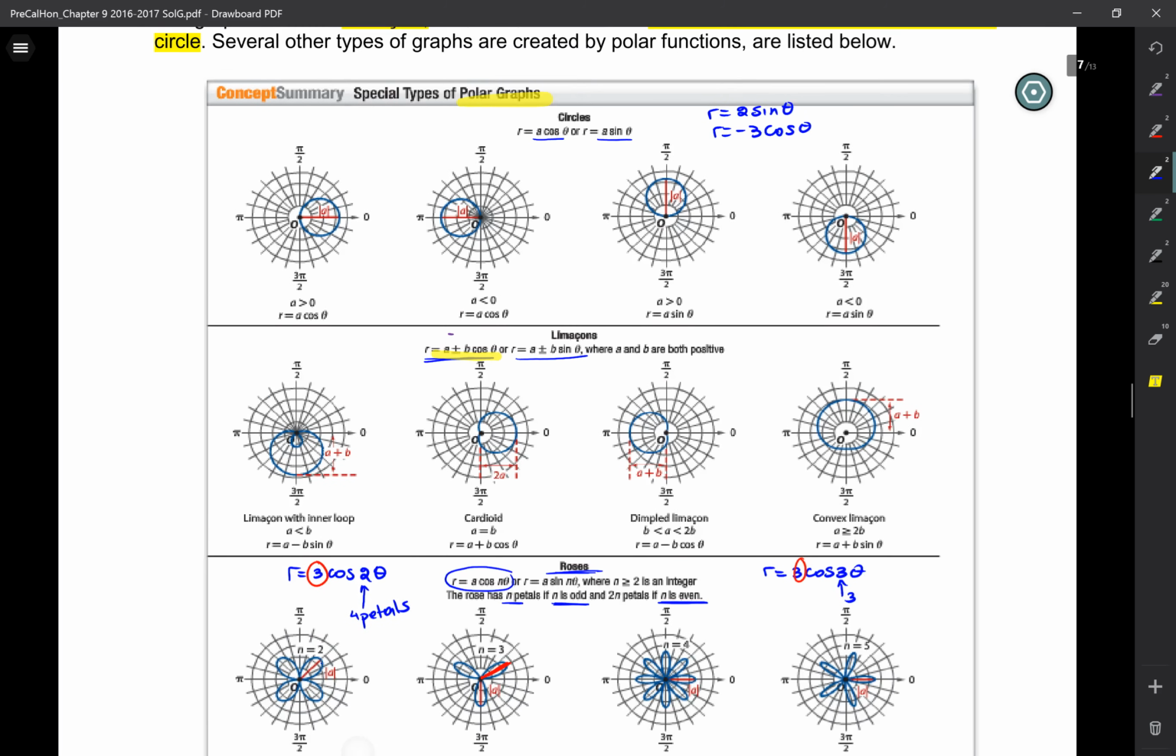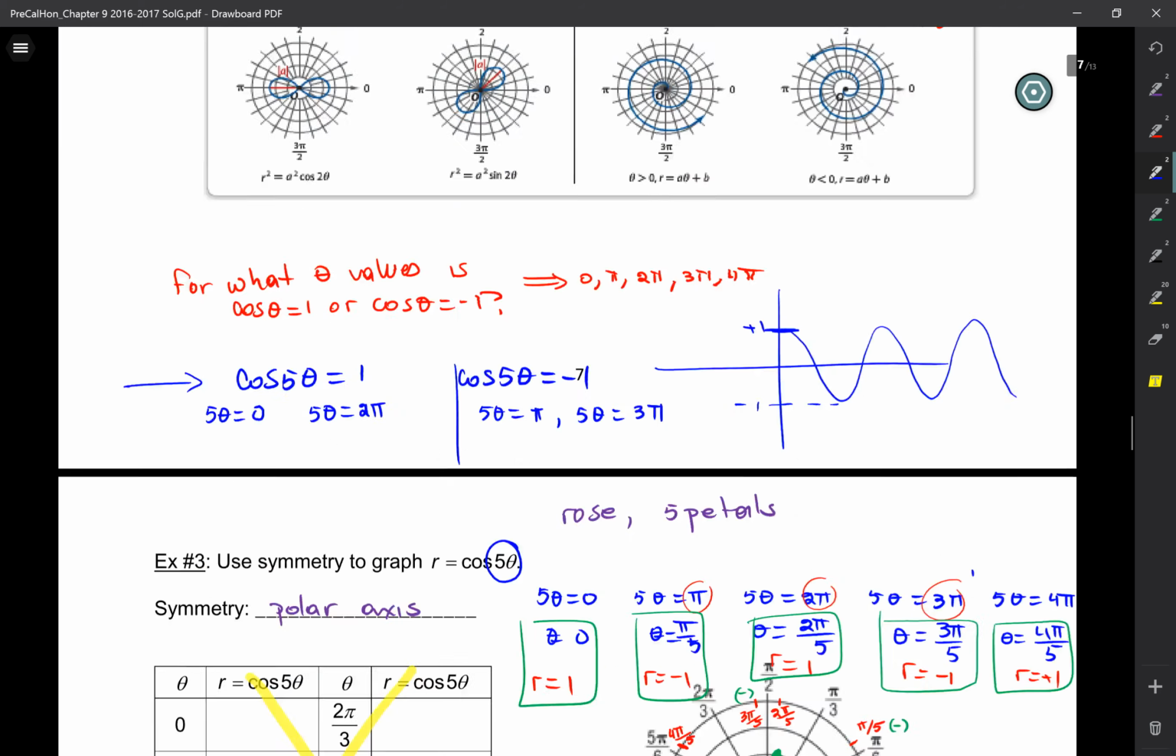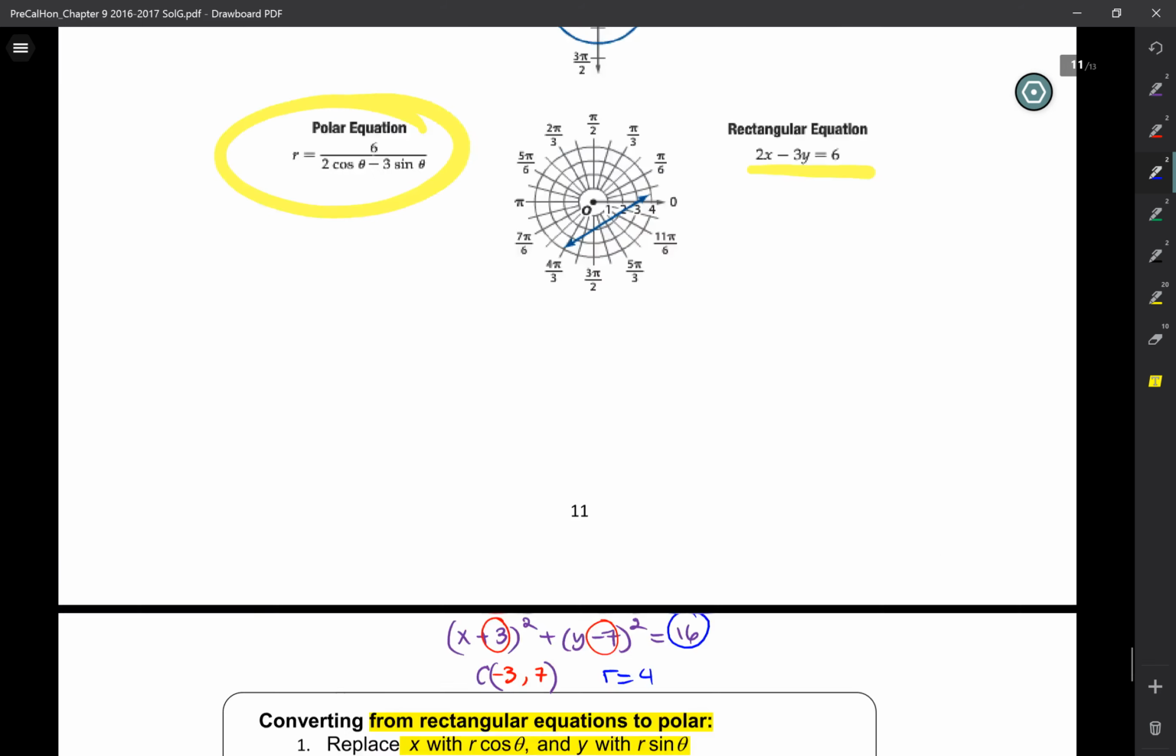Is that or is that not a circle? That's a circle. So now it's one of these a cosine thetas, but a is negative here, right? So it's one of these. It's on the left. And what does a represent? The diameter, right? So going back.